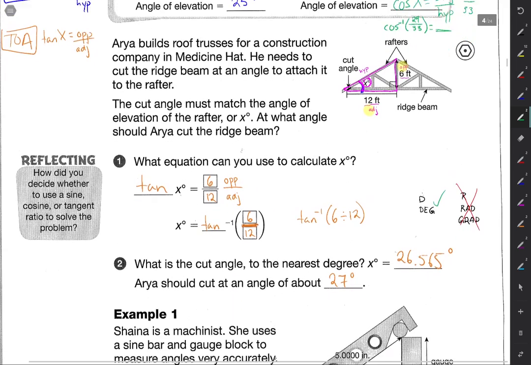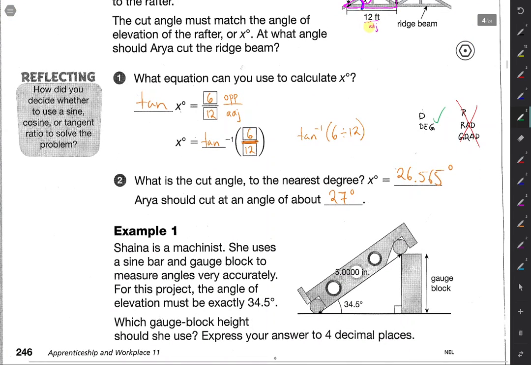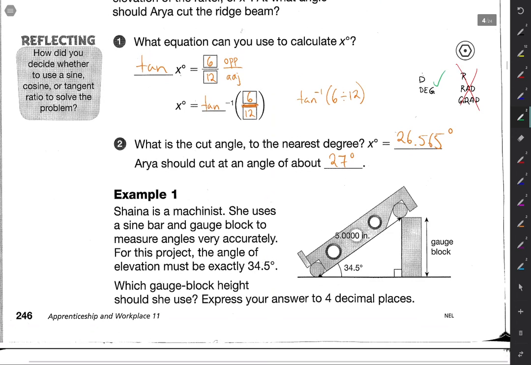In this next example, it says that Shayna is a machinist. She uses a sine bar and gauge block to measure angles very accurately. For this project, the angle of elevation must be exactly 34.5 degrees. Which gauge block height should she use? Express your answer to 4 decimal places. So they set up a right angle triangle in here where they gave us an angle, and then they gave us this length over here. Then we need to solve what this length is of the gauge block.